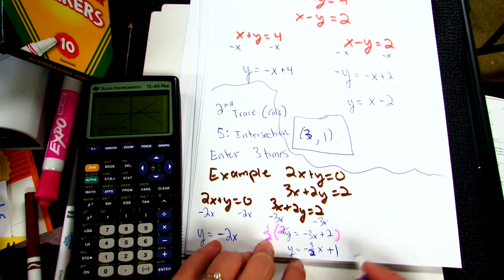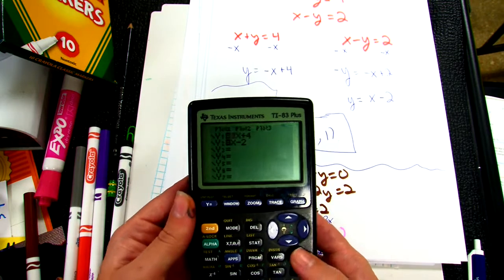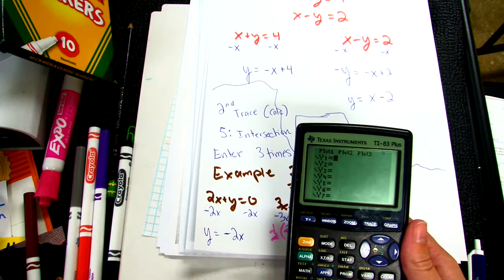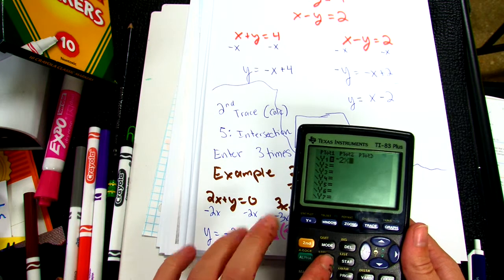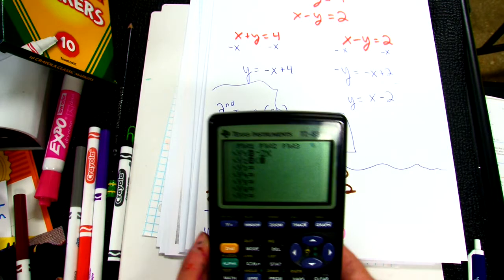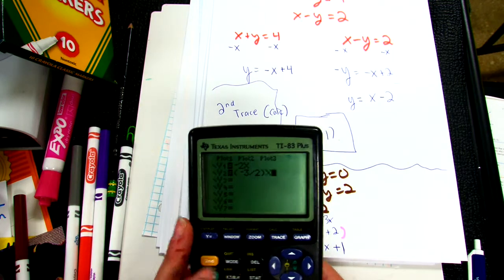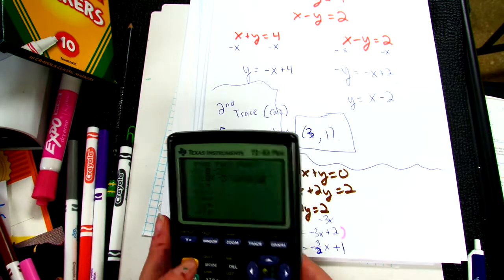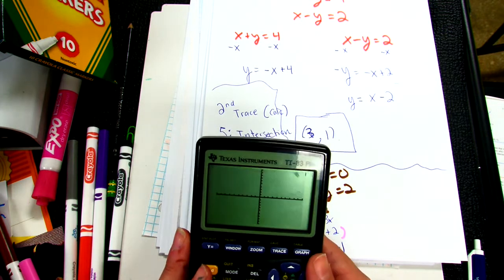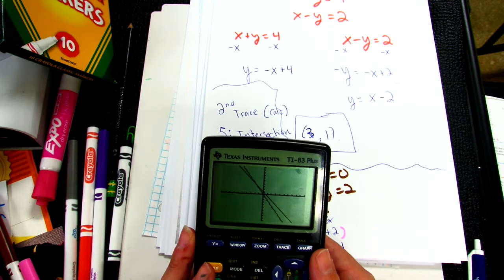All right. So from there, we can put that into our calculators. Go to y equals. So our first equation is negative 2x. Our next one is going to be negative 3/2 x. This is where I like to use the parentheses. So negative 3/2 x and then plus 1. Okay, so I hit graph. Alright, so I got that.